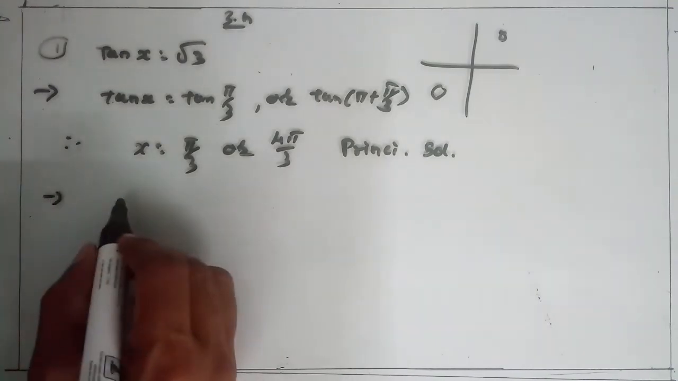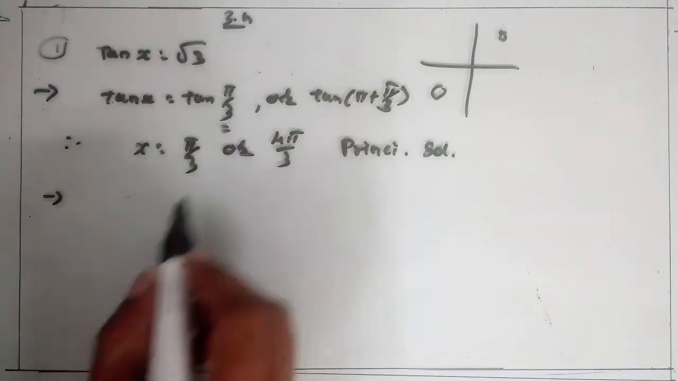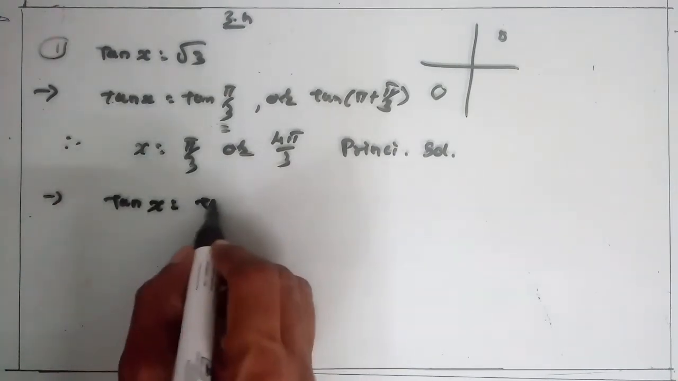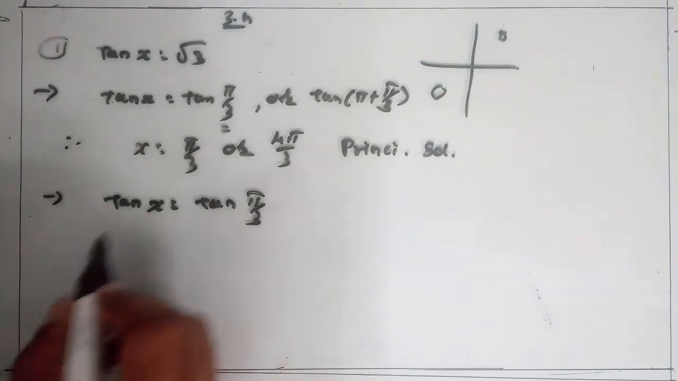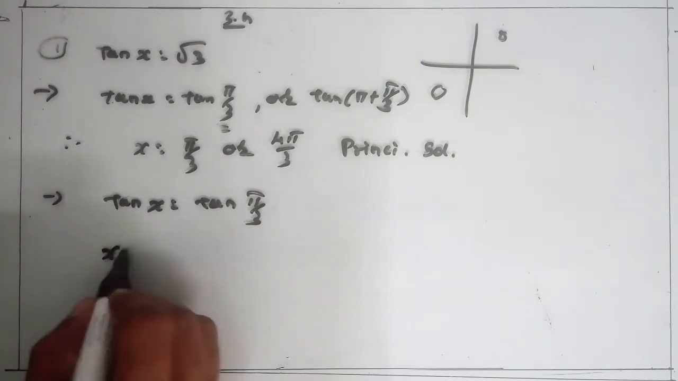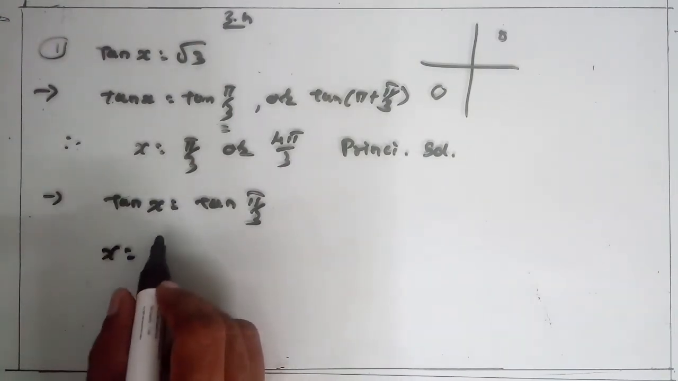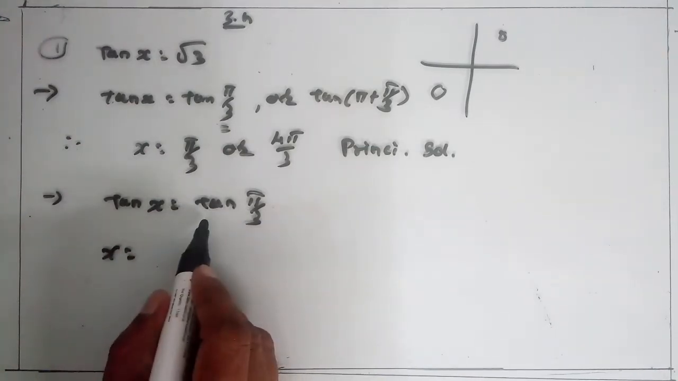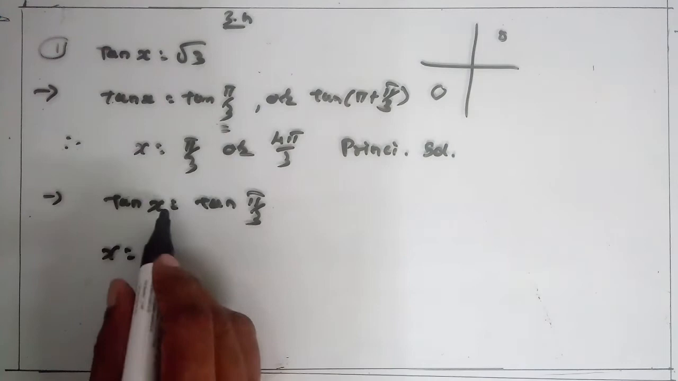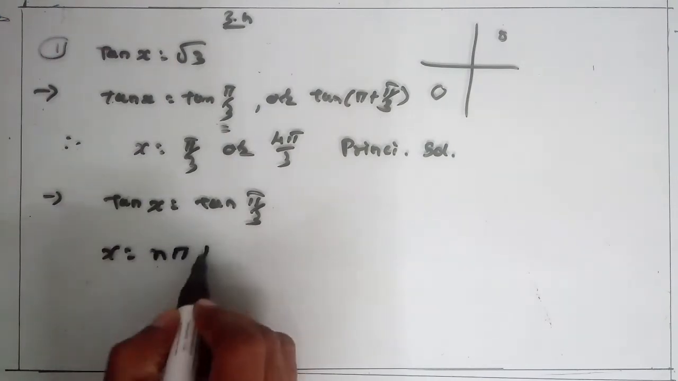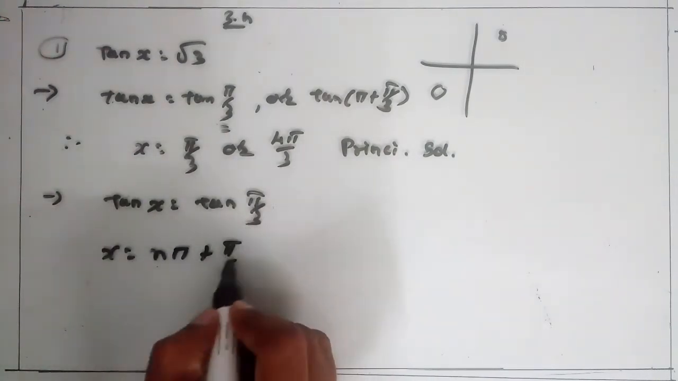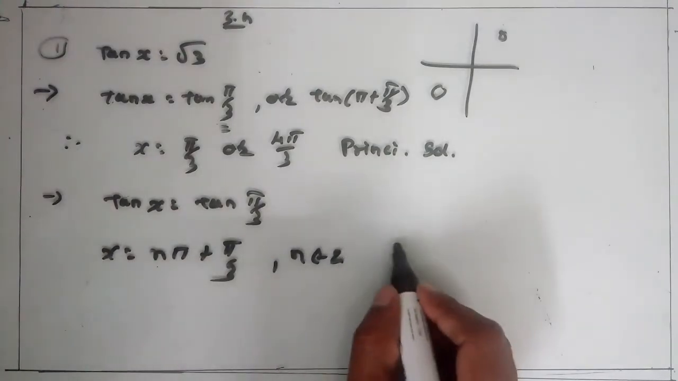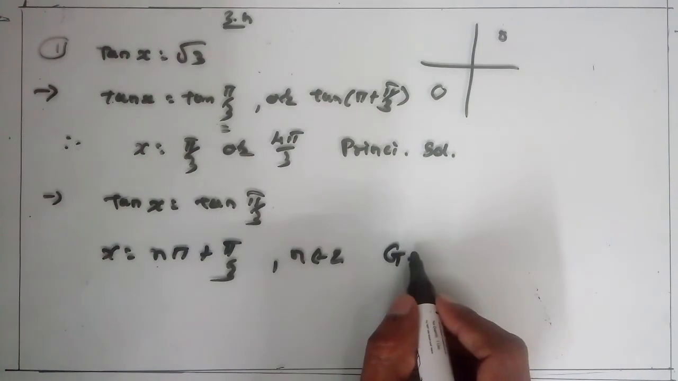Now for the general solution, in reduced form we take the smallest form, tan x is equal to tan pi by 3. So x is equal to, for the general solution of tan x is equal to tan y, we know that x is equal to n pi plus y. So x is equal to n pi plus y, which is here n pi plus pi by 3. Clear this? Here n belongs to Z is the general solution. Clear this?